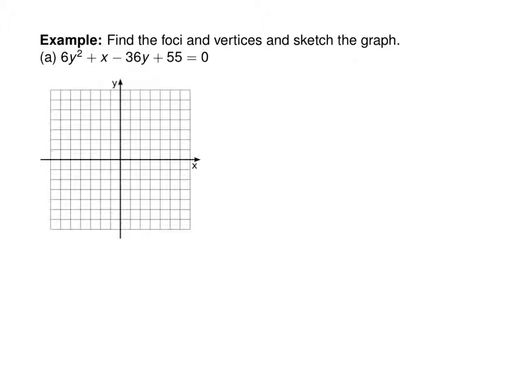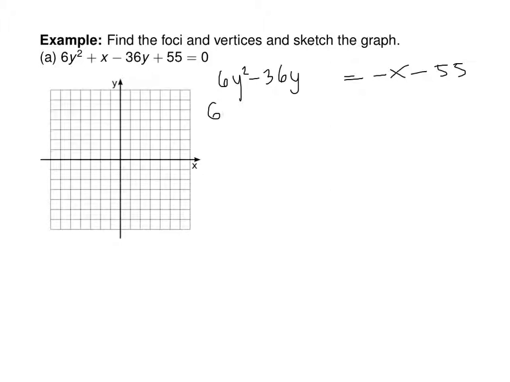Another type of conic section we had was a parabola, and you can tell that this is going to be a parabola because only one variable is squared. We have to convert it into a useful form first, so we're going to complete the square. So we have 6y squared minus 36y equals negative x minus 55.